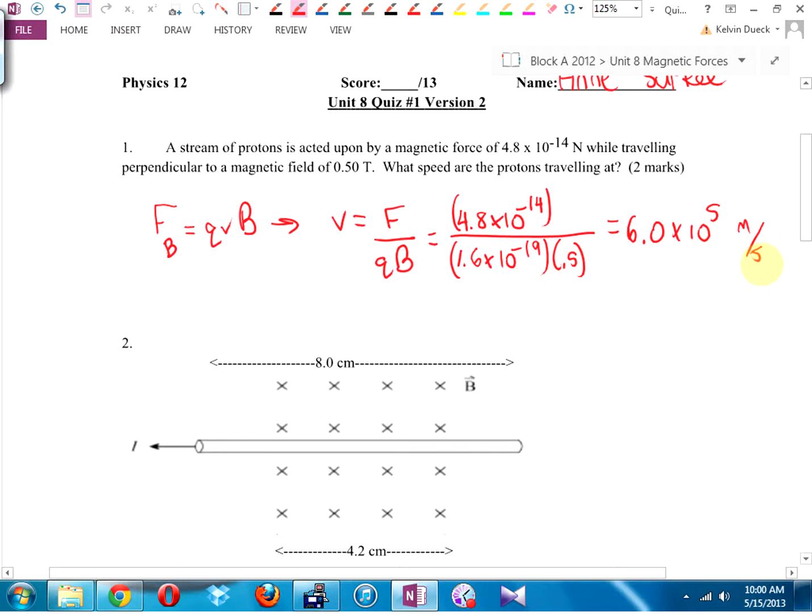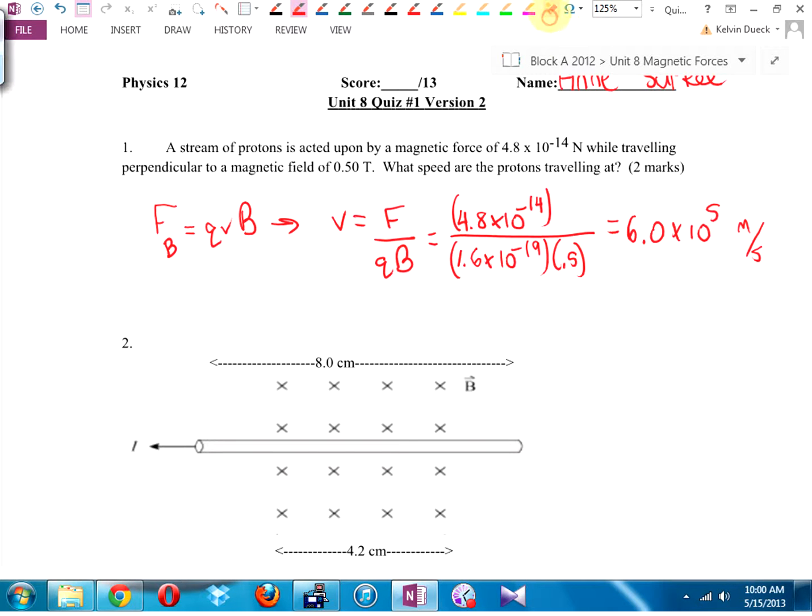Is that fast? Well, not for a moving charge. Usually protons and electrons, we get them moving at 10 to the 6th or even 10 to the 7th. 10 to the 8th is the speed of light. The Large Hadron Collider, speed of light's 3 times 10 to the 8th. I think it gets the charges moving up to like 2.9999 times 10 to the 8th. It's really, really close, and that's why it takes so much energy to get there.